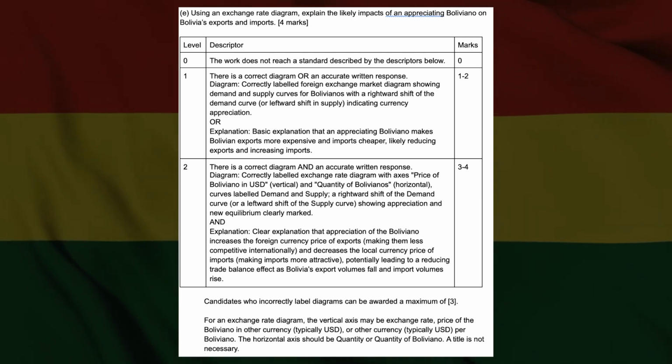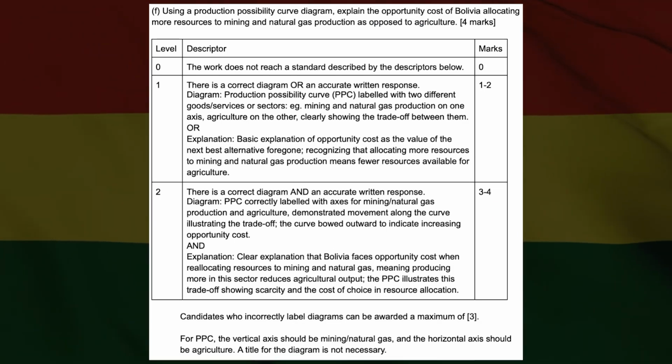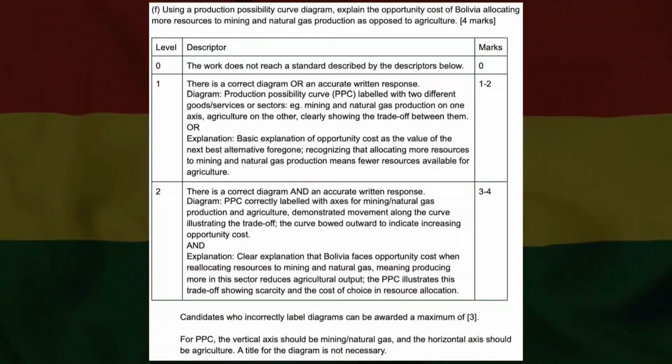Level 1: there is a correct diagram or an accurate written response. Diagram: production possibility curve, PPC, labeled with 2 different goods, services, or sectors. Example, mining and natural gas production on one axis, agriculture on the other, clearly showing the trade-off between them. Or explanation: basic explanation of opportunity cost as the value of the next best alternative foregone. Recognizing that allocating more resources to mining and natural gas production means fewer resources available for agriculture.